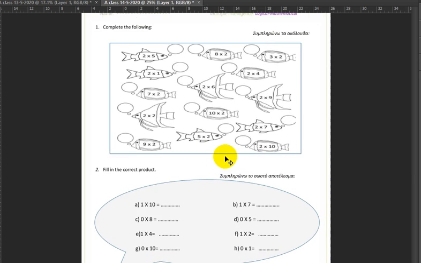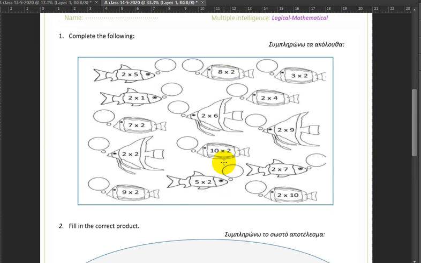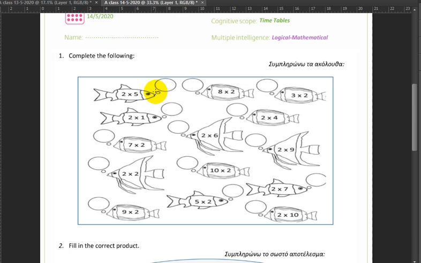Let's move on to exercise 2. Worksheet 2. Okay, here we need to finish the multiplications again. So 2 times 5, so the double of 5. 5 and 5 makes 10. 8 times 2, so the double of 8. The double of 8 is 16. 3 times 2, so the double of 3. Double of 3 is 6.